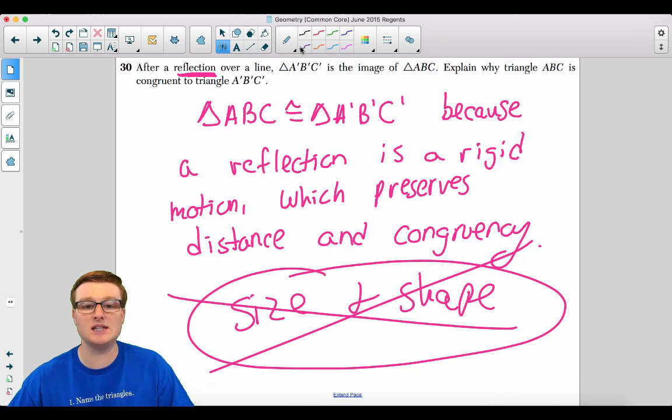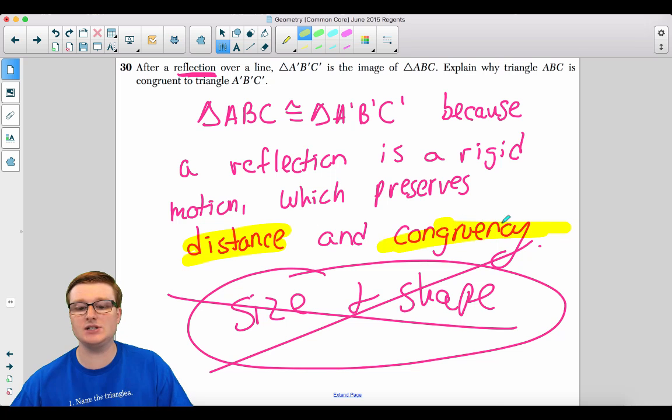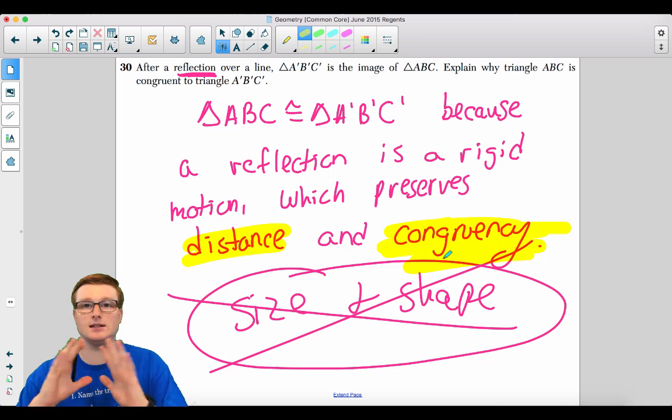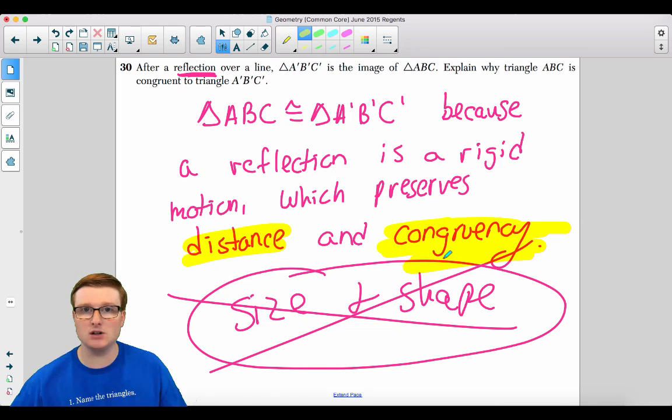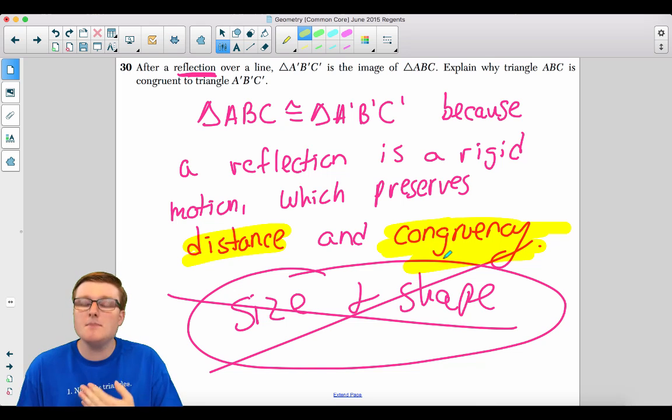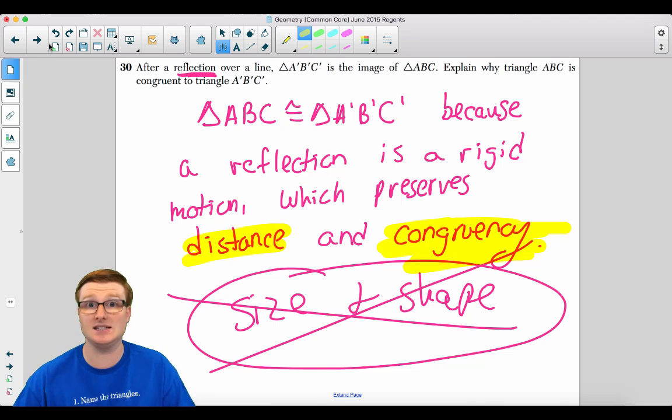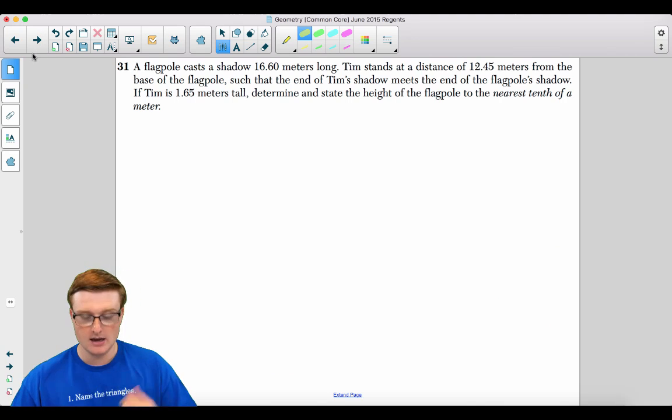Make sure that you specifically say preserves distance and congruency. Now, if your teacher told you size and shape, listen, that's fine. They might grade differently on the Regents. They're really not supposed to, but I looked at the scoring rubric and they really want distance and congruency as an answer choice. Okay? That's that.